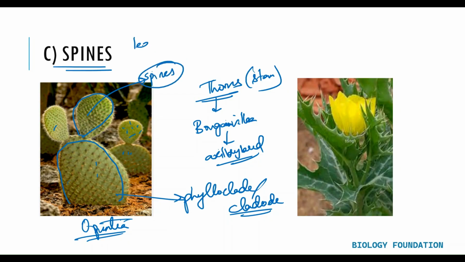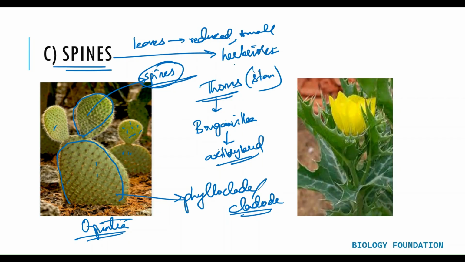What are spines? These are basically leaves only, but the leaves are highly reduced. They are very, very small, and they develop into these structures known as spines. And why are they developing into spines? In order to protect the plant from herbivores, to prevent the herbivores from feeding on them. So that's the reason they developed spines. One more reason why spines are developed is to prevent transpiration. What is transpiration? Water loss, right?